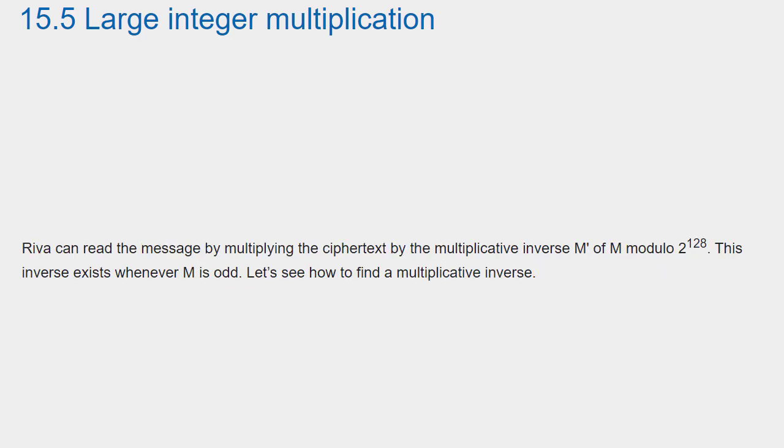Reaver can read the message by multiplying the ciphertext by the multiplicative inverse m' of m modulo 2 to the power 128. This inverse exists whenever m is odd. Let's see how to find a multiplicative inverse.